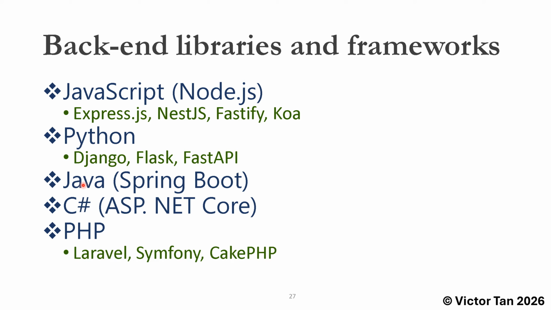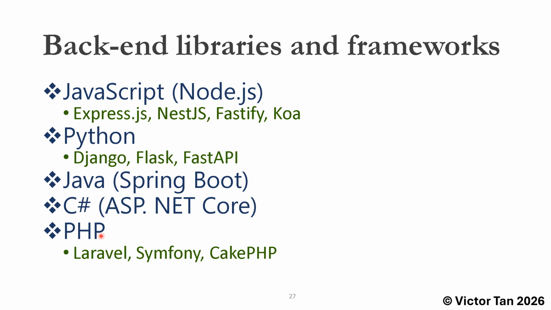If you are working with Java, which is very common in the banking industry and in enterprise application development, where reliability and consistency are very important, then Spring Boot is pretty much the go-to choice for your backend library. If you're working with C Sharp, then it's essentially going to be ASP.NET. That's Microsoft's core development framework for backend development.